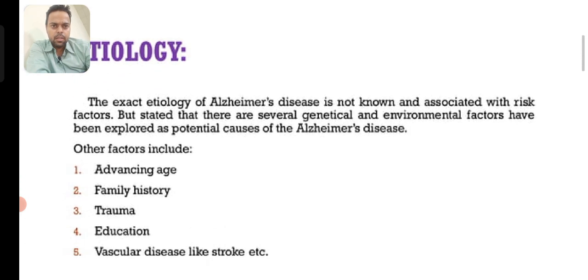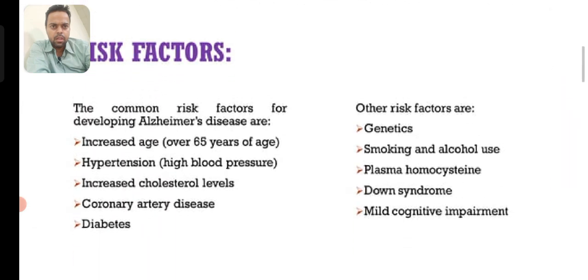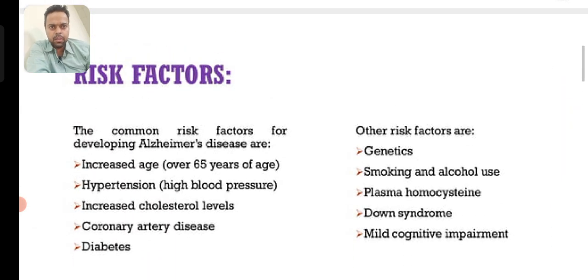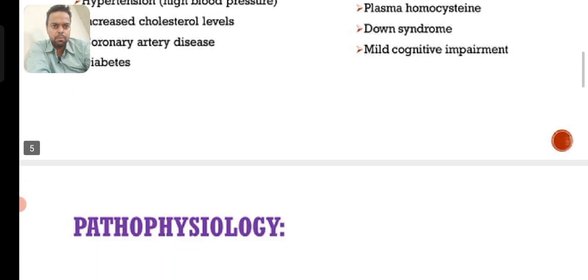Etiological factors include advancing age, family history, trauma, education, and vascular disease like stroke. The common risk factors are increased age, hypertension, cholesterol, coronary artery disease, diabetes, genetics, smoking and alcohol use, plasma homocysteine, Down syndrome, and mild cognitive impairment.